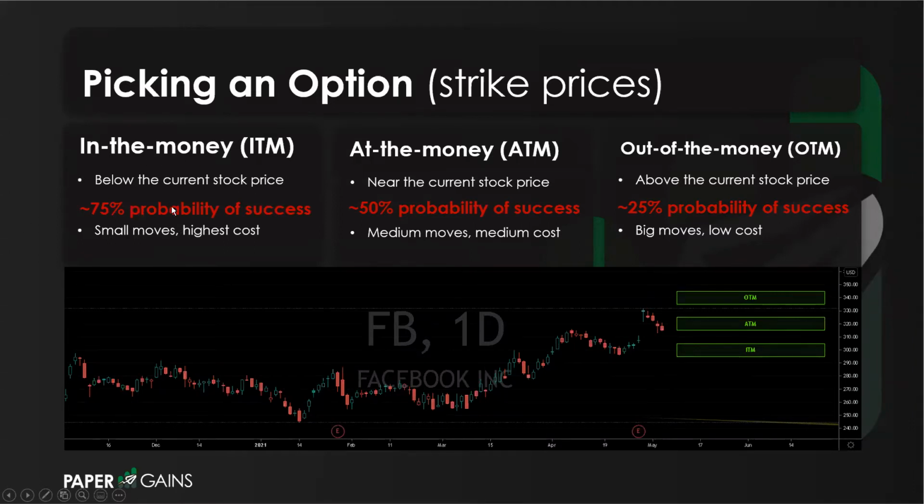So in the money calls, 75%, like in the money spreads, we'll show you what that looks like. 75% probability of success. At the money, 50%. Out of the money, 25%. That's the one that a lot of people like to take. But if you can do it for a much lower cost, let's say half the cost, then you're actually reducing your risk by half. It's just a much better way to do it.